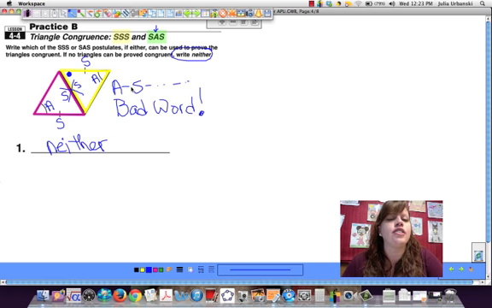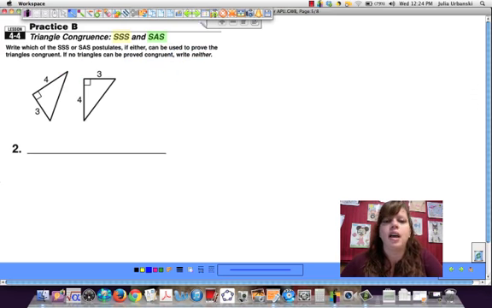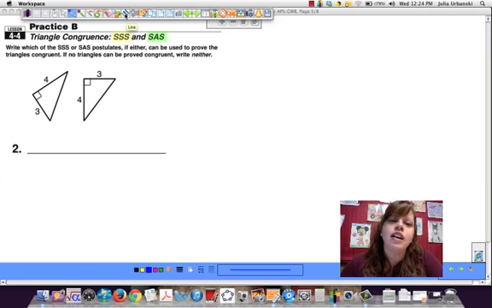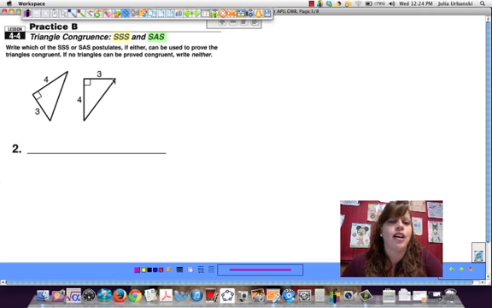Never, ever, ever start using a bad word. And by the way, backwards doesn't work either. If you just feel bad because you're going to say a bad word and you try to say side, side, angle, nope, no good, doesn't work either. Okay, it has to be side, side, side or side, angle, side. And tomorrow I'll show you some other ones that work as well. But never, never, never, ever the bad one. No angle, side, side.